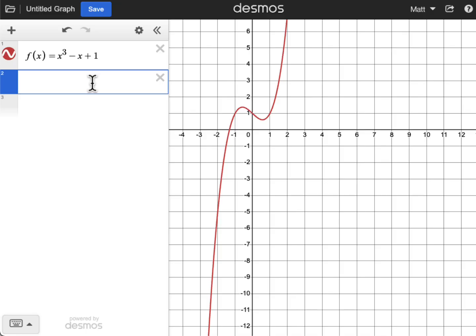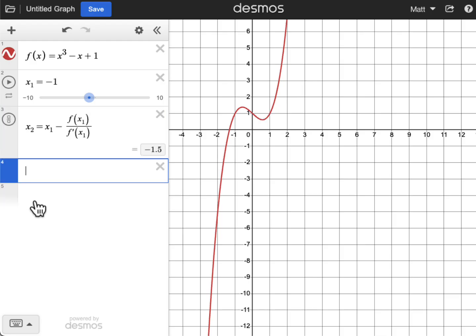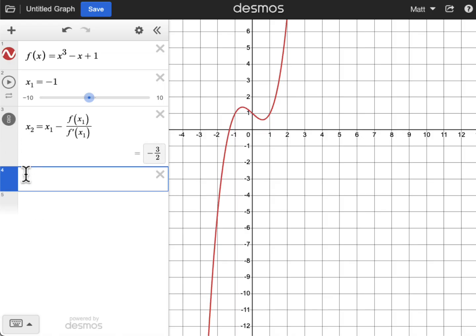So here in Desmos, I've typed in the function f of x equals x cubed minus x plus 1. Let's let x sub 1 be equal to -1. So type in an x and then a 1, and that becomes a subscript automatically, equals -1. Next line, we'll find x2 by using the formula x1 minus f of x1 divided by f prime of x1. It gives us a result of -1.5, which in fraction form is -3 halves, confirming our work.